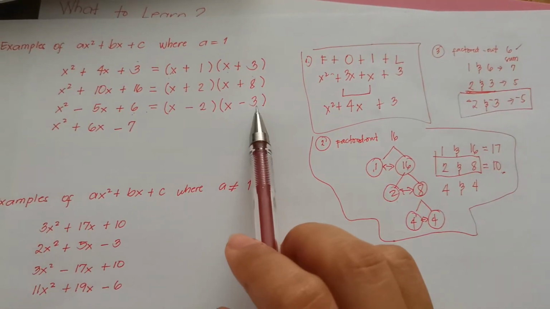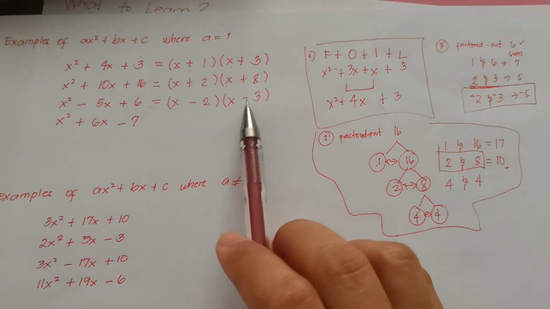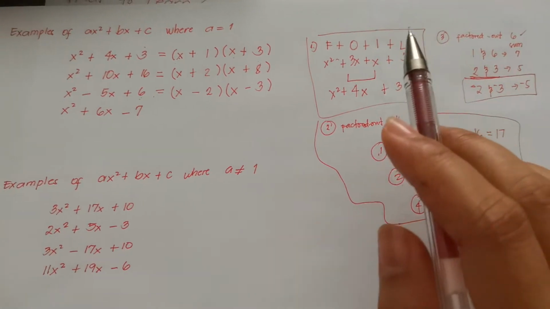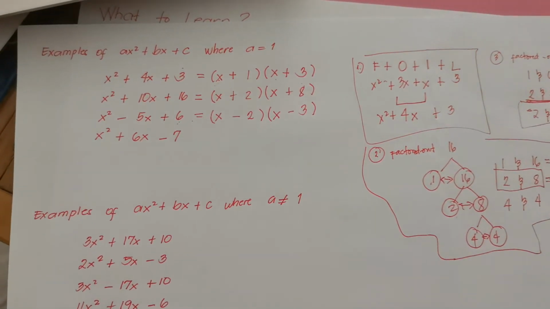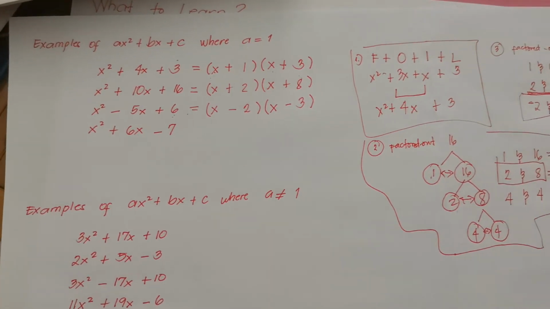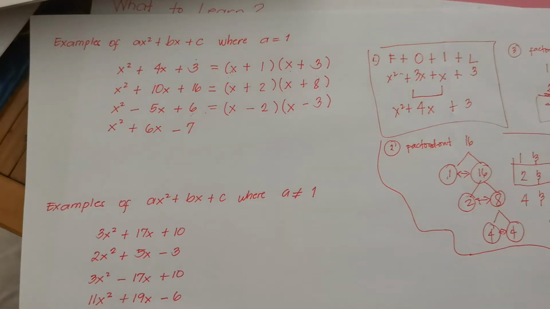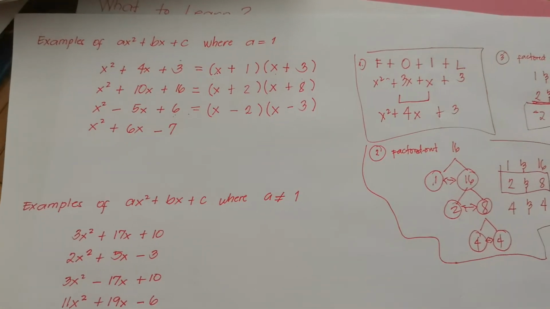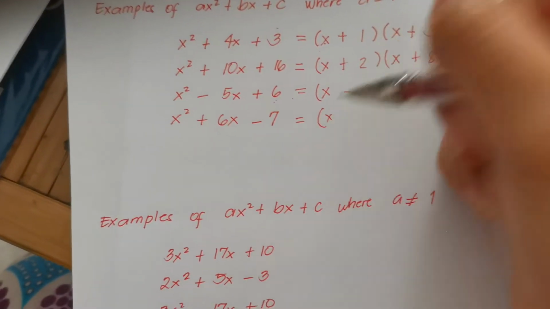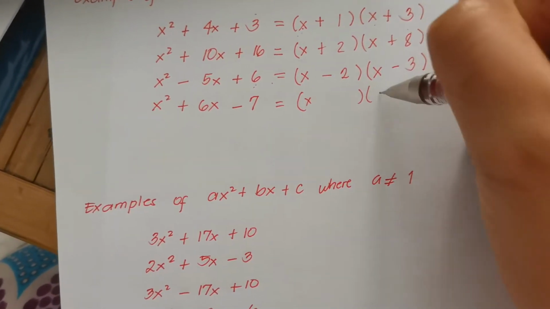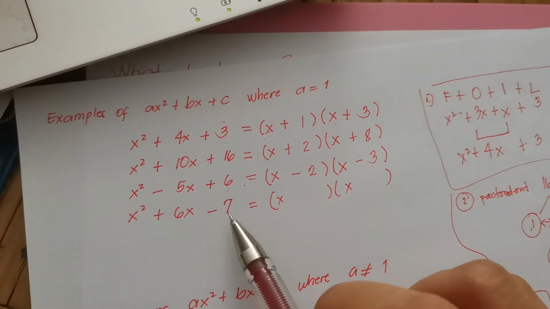Ma'am, kung magsuli ma'am, una ma'am sulat si negative 3, then followed by negative 2, it's okay. The arrangement of the factors does not affect its product. That is our closure property in multiplication. Sige, last na lang kita. x and x, the factors of the first term. How about this one, negative 7?